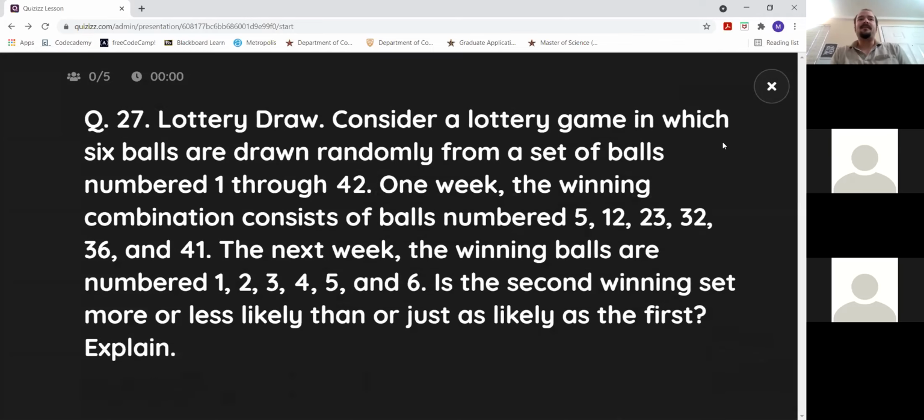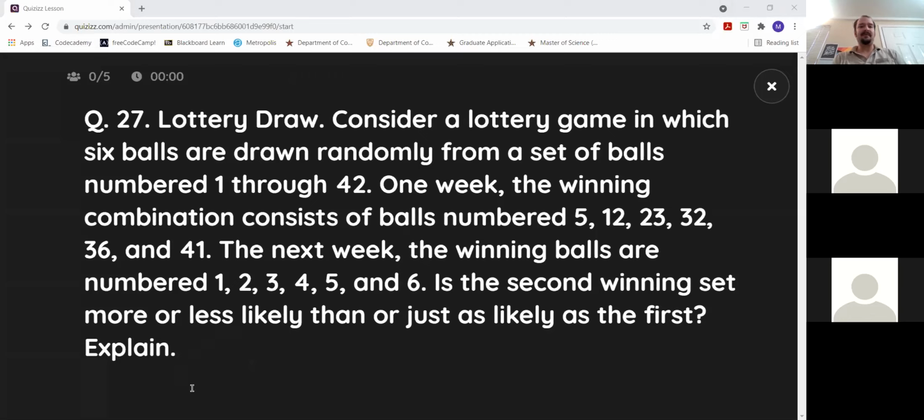Consider a lottery game in which 6 balls are drawn randomly from a set of balls numbered 1 through 42. So we're doing a lottery with balls. One week, the winning combination is 5, 12, 23, 32, 35, 36, 41. The next week, the winning balls are 1, 2, 3, 4, 5, 6. Is the second winning set more likely, less likely, or just as likely as the first? I feel like this goes back to that heads tails thing.